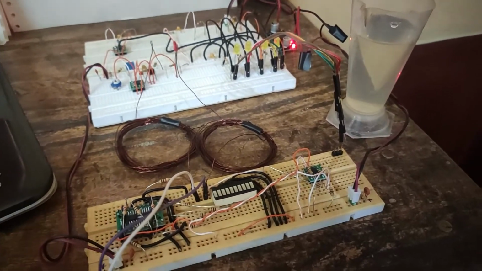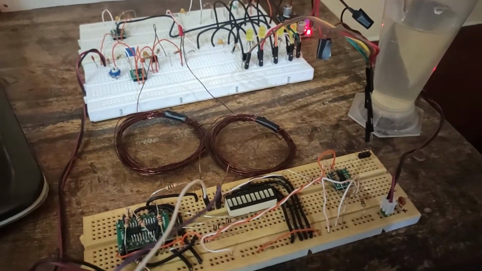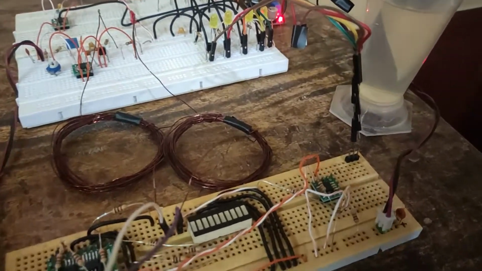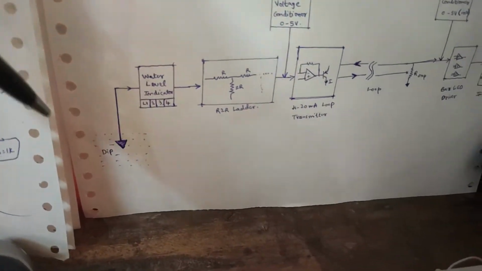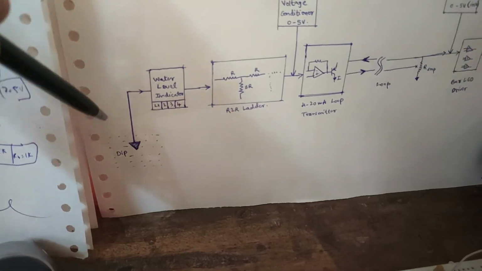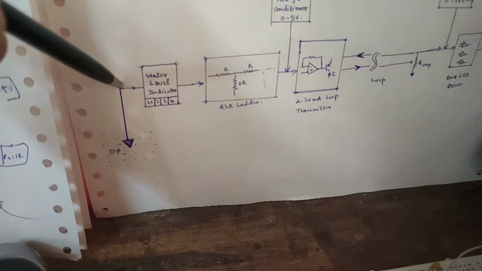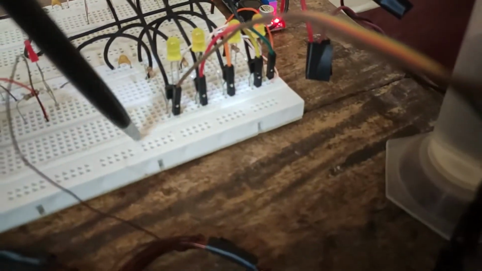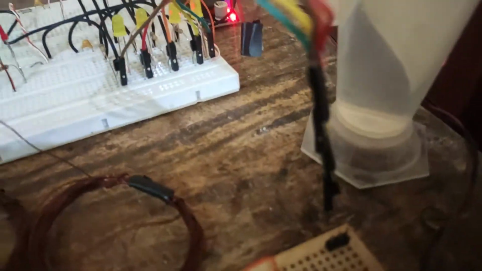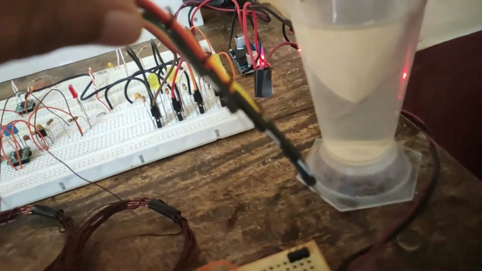Here is a setup of 4 to 20 mA current loop based water level indicator. Looking into the block diagram, the first part would be the water level indicator itself, which acquires the data through these BC557 transistors. Let's look at the dipping electrodes.